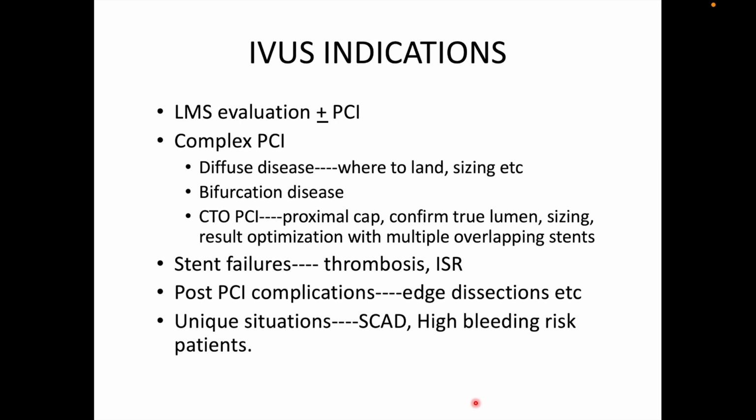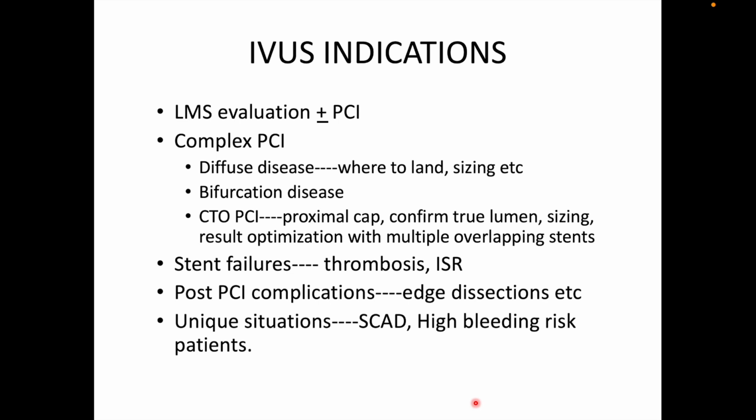Then I think it's very important to do IVUS for all stent failures. Whether it is stent thrombosis or ISR, you need to know why the stent failed and how to manage it now. Would post-dilatation be enough, or do you need to restent because there's a stent fracture leading to this ISR? Then post-PCI complications can be avoided by looking at edge dissections if there are any.